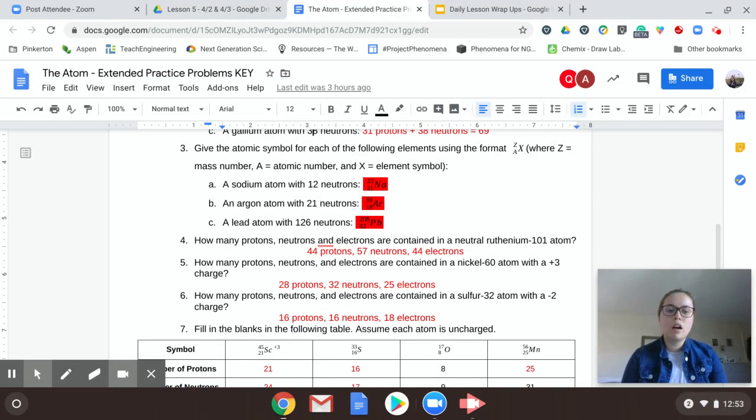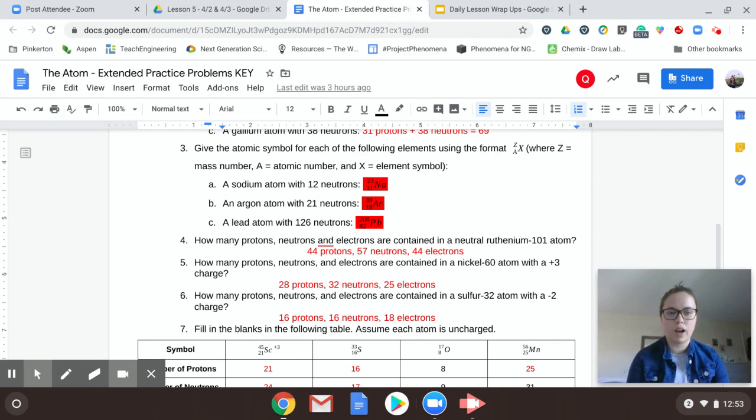Okay, so 4, 5, and 6 are similar. Again, I looked at the wrong element when I did my previous answer key to number 4. So if you were like, Miss Stone, why did you mark it as 46, not 44? That's why, I made a mistake. So it's 44 protons, 57 neutrons, and 44 electrons for our neutral ruthenium 101 atom.